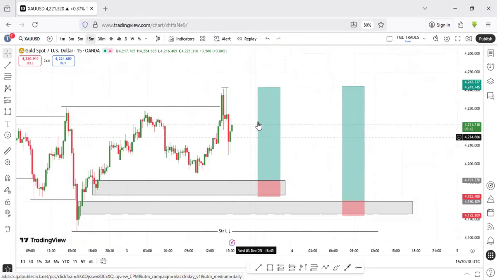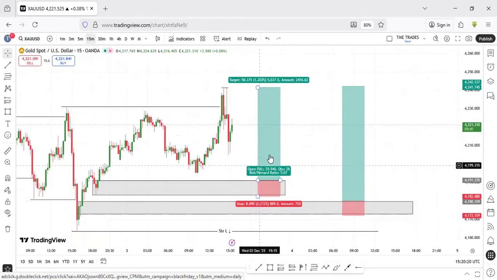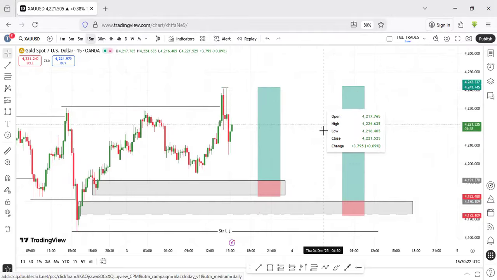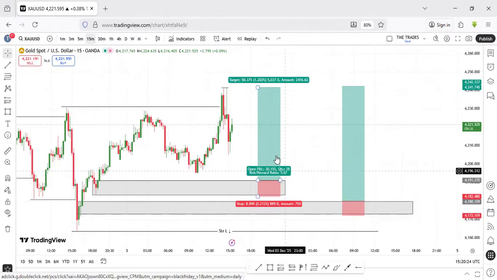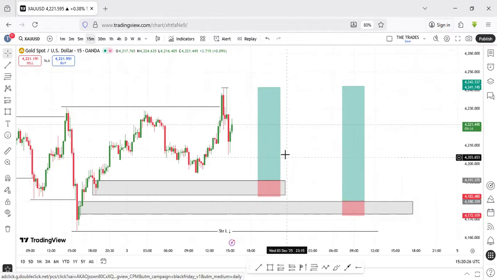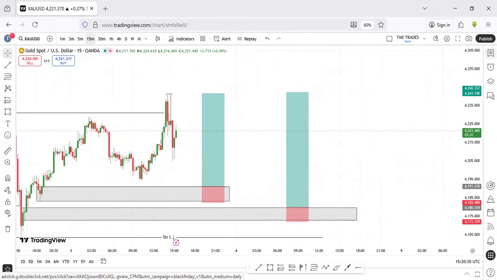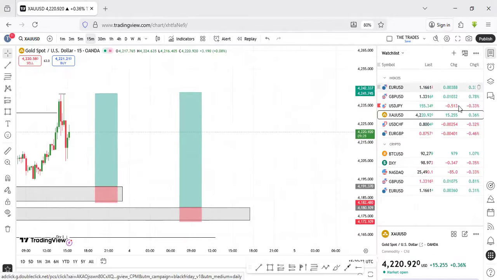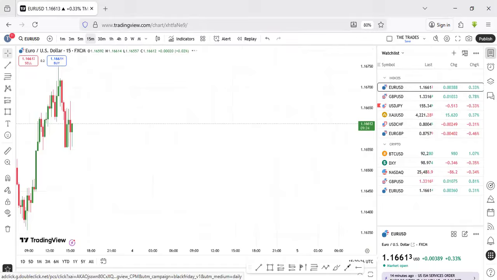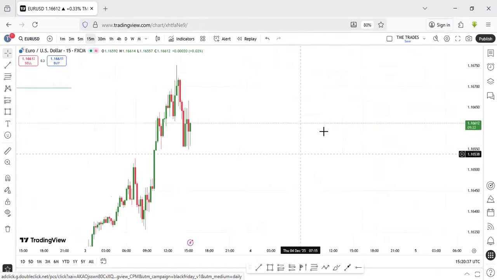So on gold, these are the two entries that I have. Please let me say this: don't be an aggressive trader. Always wait for that change of trend before you start entering. Now I have a very good setup again on EURUSD before we go to NAS100.